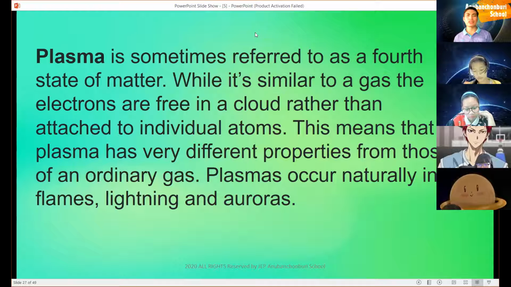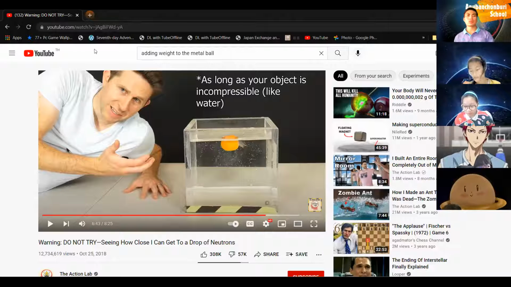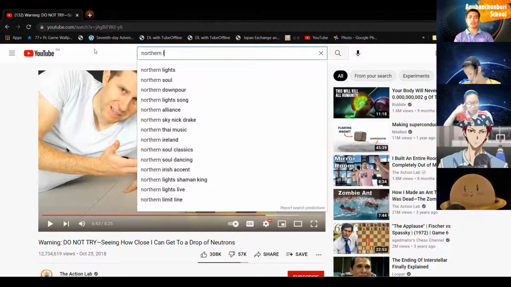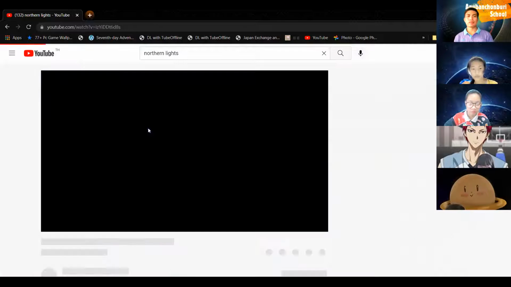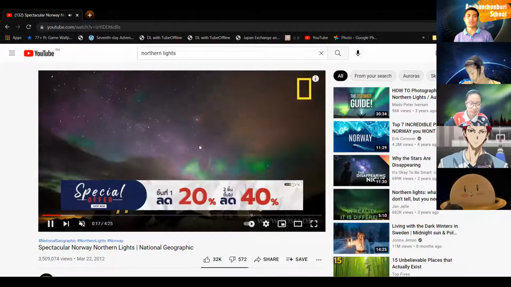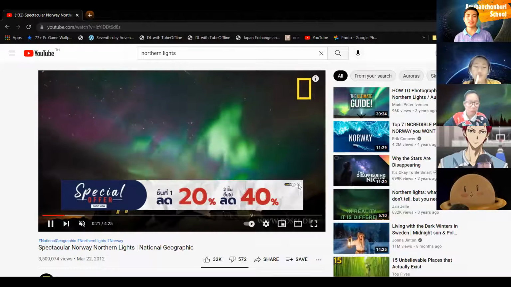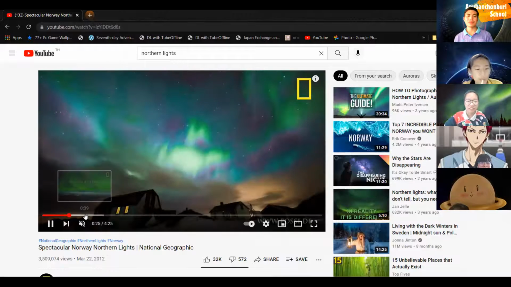Aurora borealis. Do you know what an aurora borealis is? Maybe we can take a look at this. This is what we call the northern lights. See there. You can see there. Oh, very nice color. We have it in the Zoom background.